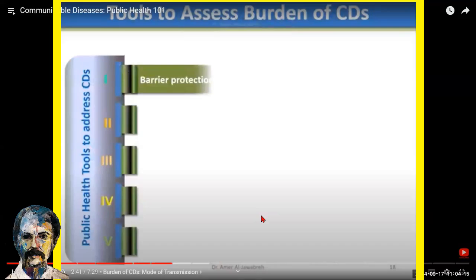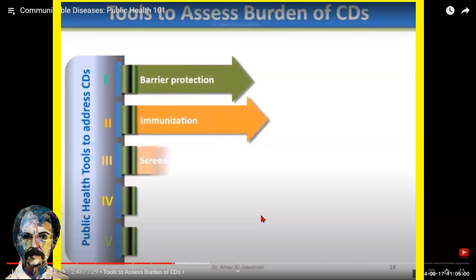Let's continue the CD chapter, communicable diseases. Here we have tools to assess the burden of communicable diseases. What is burden? The magnitude, how much we have of that disease, and the distribution also. We have 5 tools. First, barrier protection. You know what barrier means? Barrier, something that separates you from the environment. And this thing that separates you from the environment is meant to protect you from the foreign microorganisms that cause problems to you. So barrier protection, that's one.